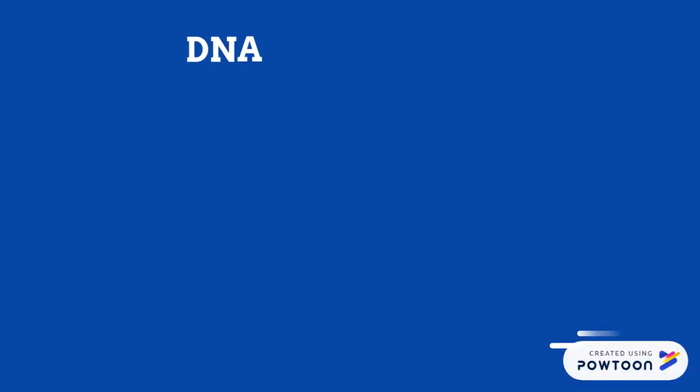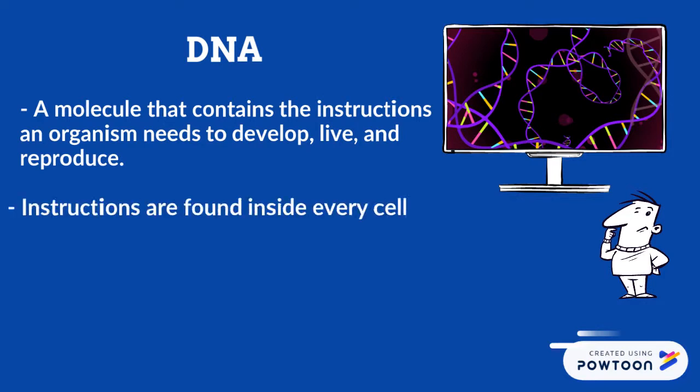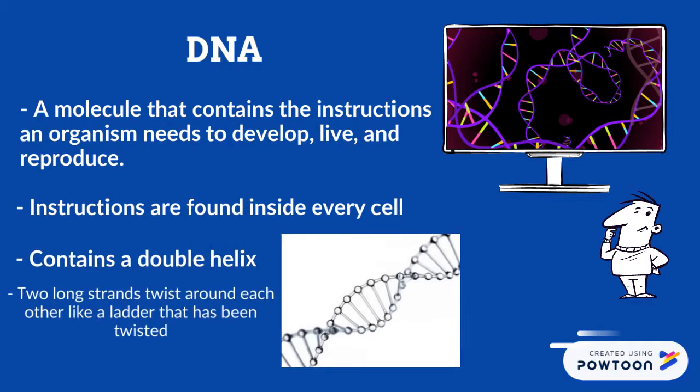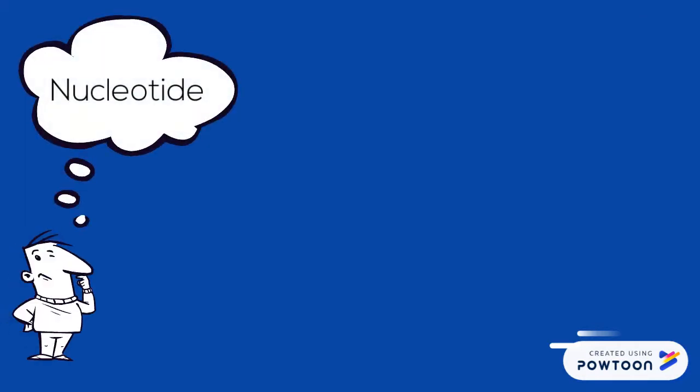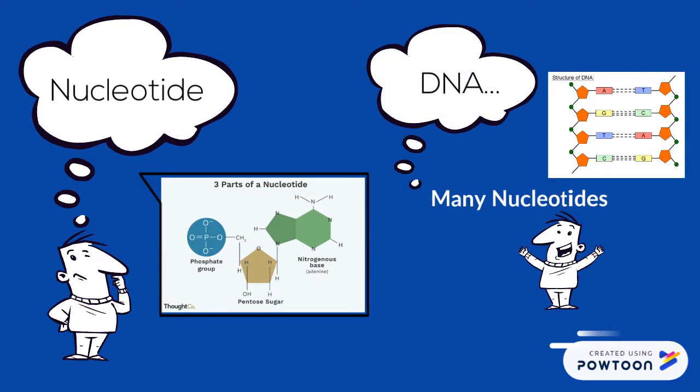DNA is a molecule that contains the instructions an organism needs to develop, live, and reproduce. It is the assembly instructions for everything that you are. DNA is a double helical structure with two long strands that twist around each other, like you can imagine a twisted ladder would. In order to understand the biological function of DNA, you must first understand its molecular structure.